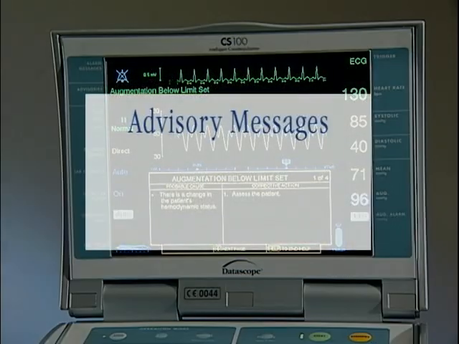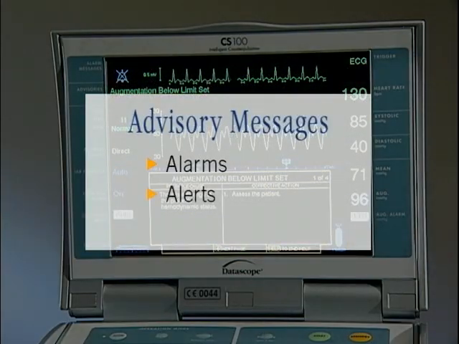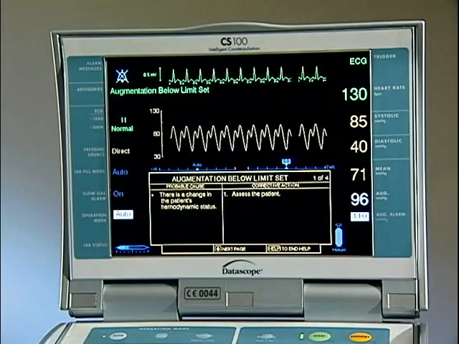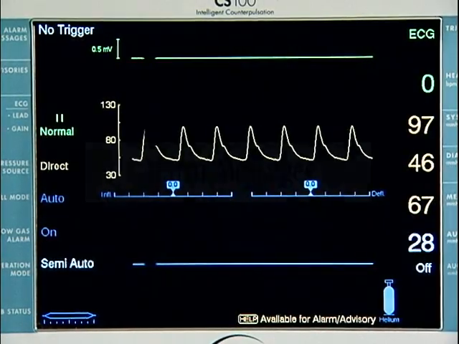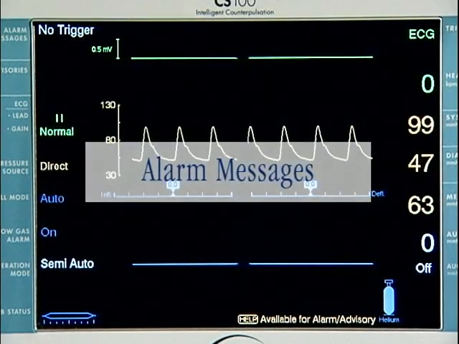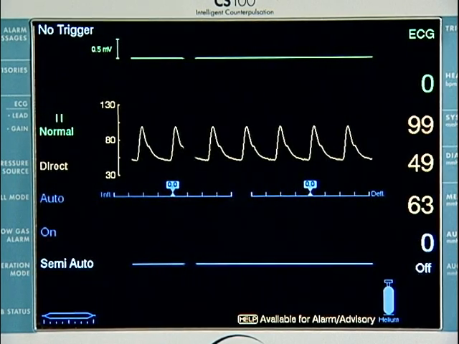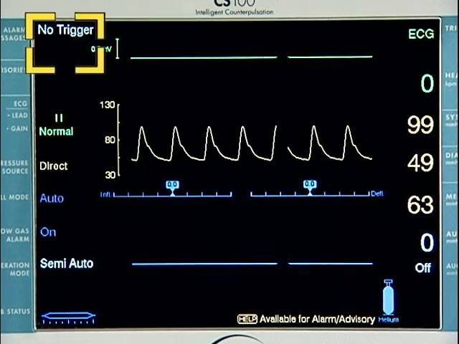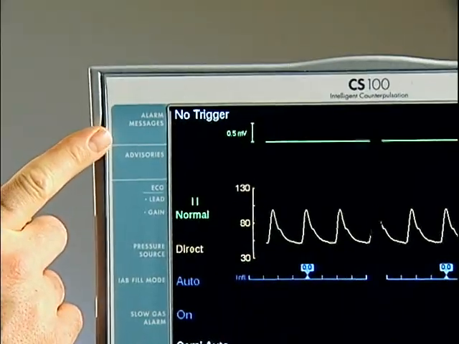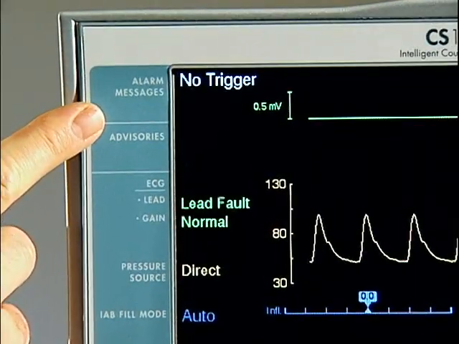Advisory messages are categorized into alarms, alerts, and prompts. Because of their serious nature, alarm messages signal the operator with a steady, audible tone, and IAB pumping is suspended. An alarm message is displayed here in the Alarm Messages section of the monitor screen.